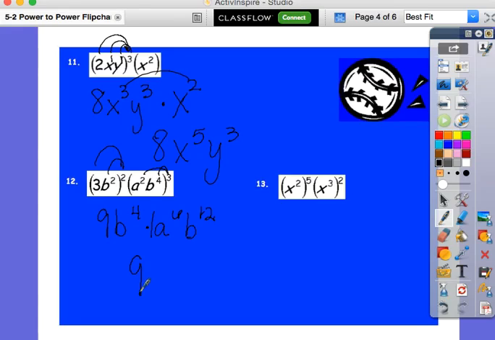Put them in alphabetical order. A to the 6th is just a to the 6th. Then b to the, good, 4 and 12 would be 16. b to the 16th. Okay, 13. X squared to the 5th, x to the 10th, times x to the 6th would be x to the 16th. You got this? Good.